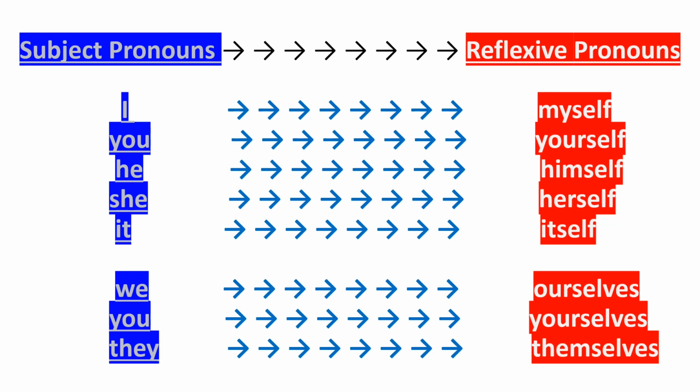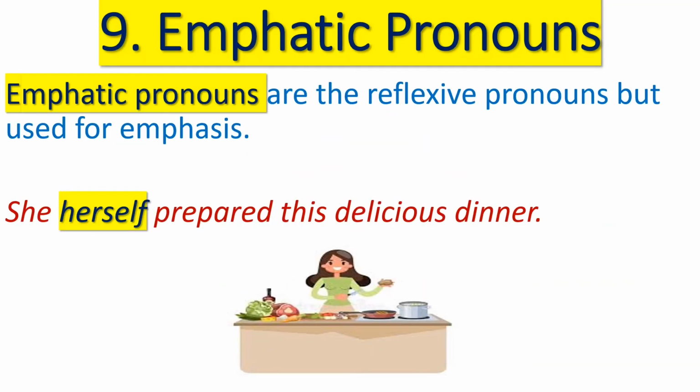Ourselves, yourselves, themselves. The last type, the emphatic pronouns. They are the same as the reflexive pronouns, but they are used for emphasis. She herself prepared this delicious dinner. Herself puts emphasis on she. No one helped her. She did that job alone and by herself.